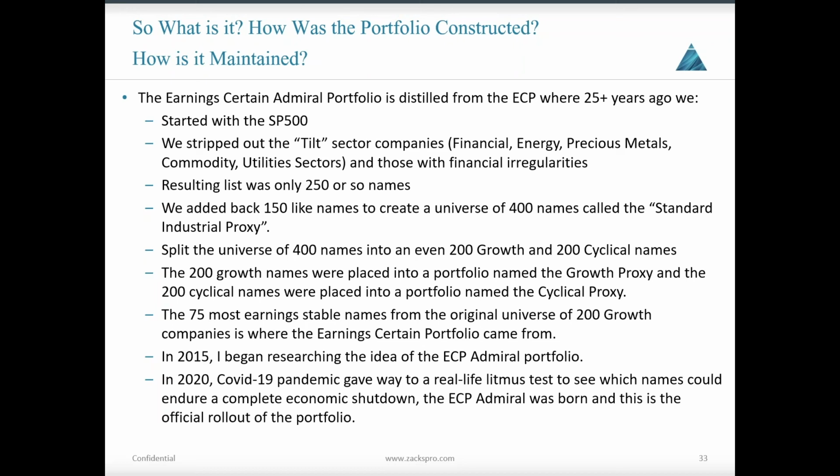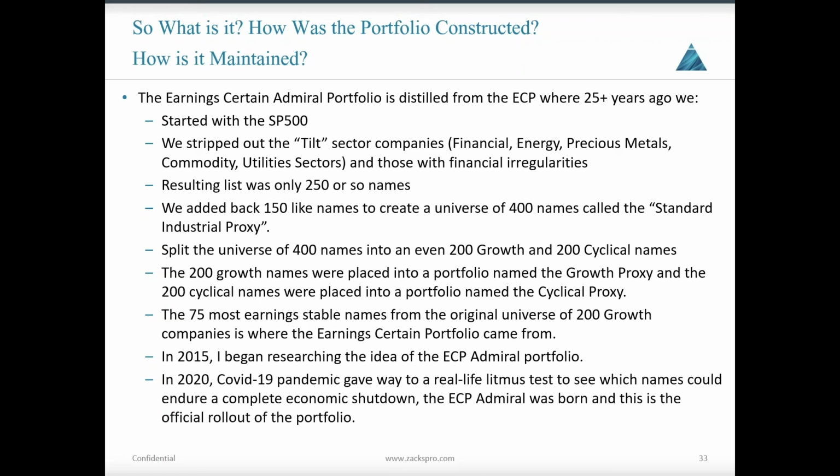That is literally what I use to determine the pulse of the U.S. industrial economy. So if we had a true market basket of securities, one would think that we could split that universe of 400 names into an even 200 growth and an even 200 cyclical names. And in fact, I've done this. We still maintain these for you today.